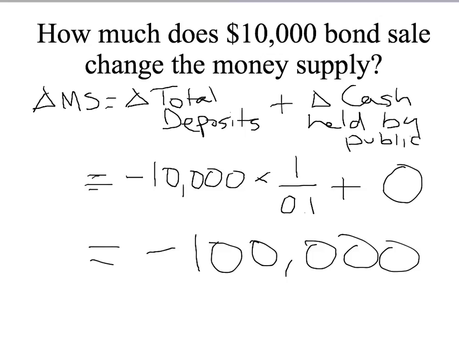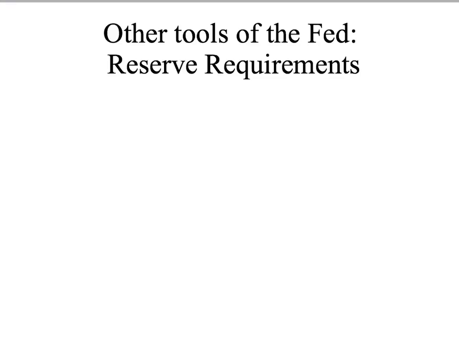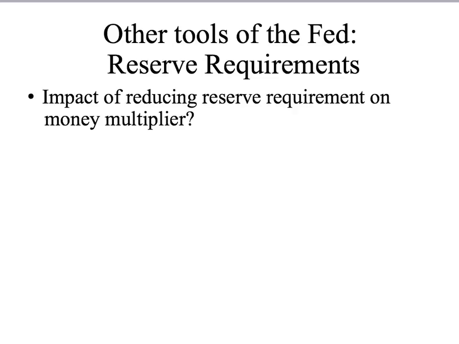So let's take a minute and look at other tools of the Fed. First of all, we'll look at reserve requirements. Remember that the required reserve is an important determinant of the money multiplier. We want to ask, what is the impact of reducing the reserve requirement on the money multiplier? We could also increase the reserve requirement, but it would just be the opposite.